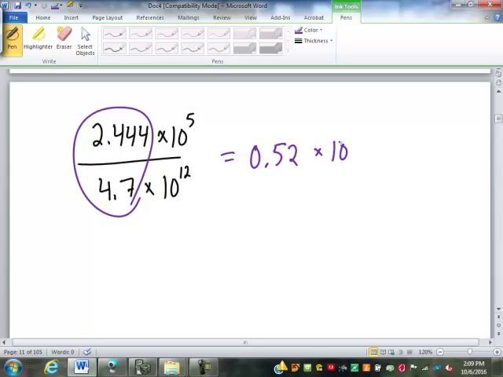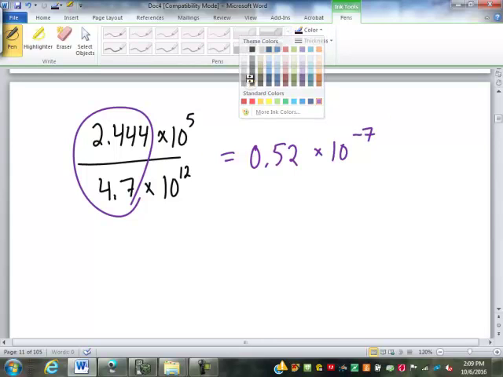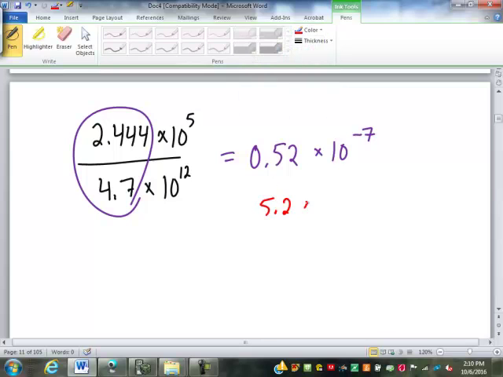Then I also combine the names. When I divide exponents with the same base, both have the base of 10. What do I do with the powers? Subtract. So 5 minus 12 is -7. Of course, I'm not done. What do I have to do? That's 5.2. Number got larger. Power gets smaller. It's -8.